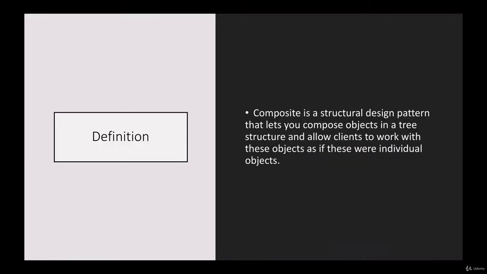According to the definition, it's a structural design pattern, which we know already, and it lets you compose objects in a tree structure and allows clients to work with these objects as if they were individual objects. Well, it's a little tricky to imagine the composition of objects as trees and allowing the client to work with all these objects as if they were individual objects. So let me just describe a similar example.